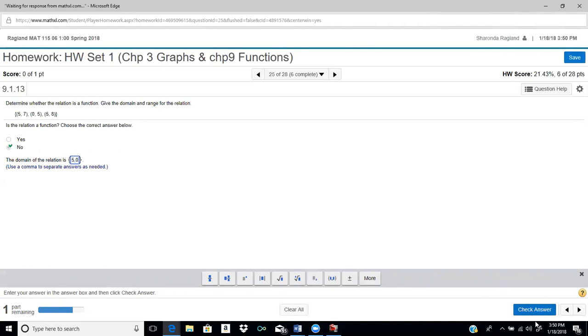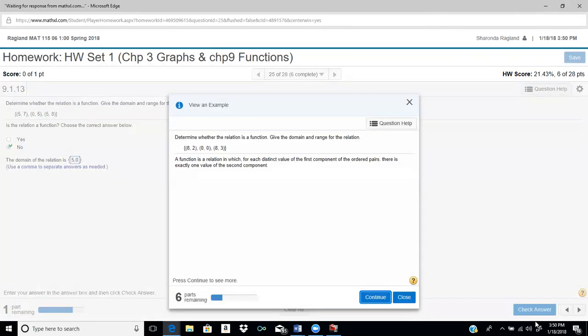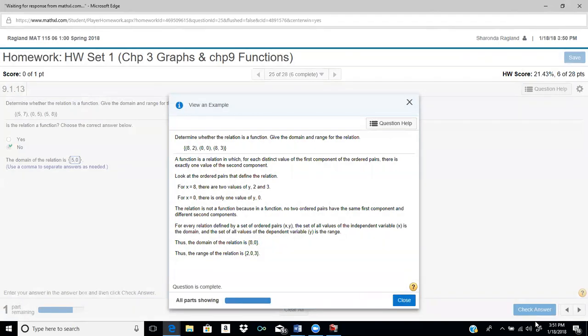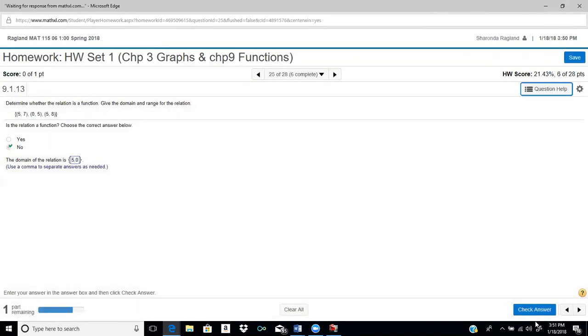Now, anytime you have a question or need help, remember that you can still go to view an example. View an example will give you a similar problem that you can see as a guide to do your own problem, and it gives you reasons why. You just click continue to see it, and you see how they write the answer. So that gives you an idea. So let's check this one.